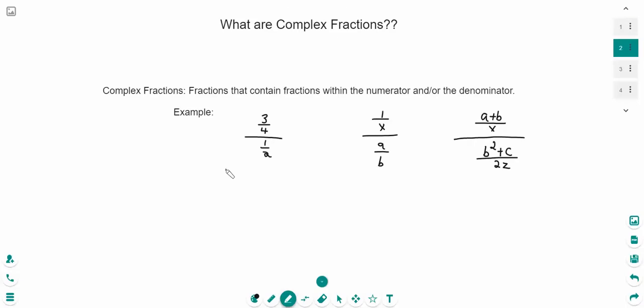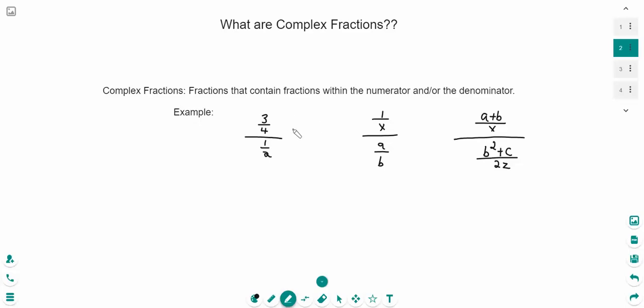Well, in your notebook, go ahead and write down this definition so that you have it for future study. Complex fractions are simply fractions that contain fractions within the numerator and/or the denominator. All right? So they're just fractions inside fractions. They can look a little bit intimidating because they're pretty massive when you start looking at some bigger problems. But it's pretty straightforward. So here are a couple of examples.